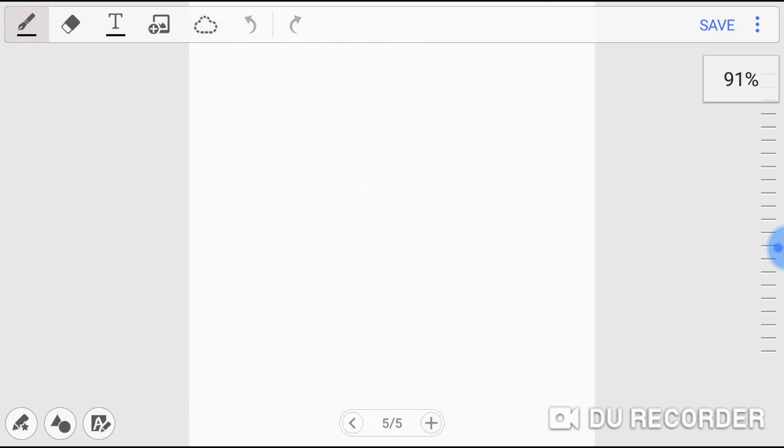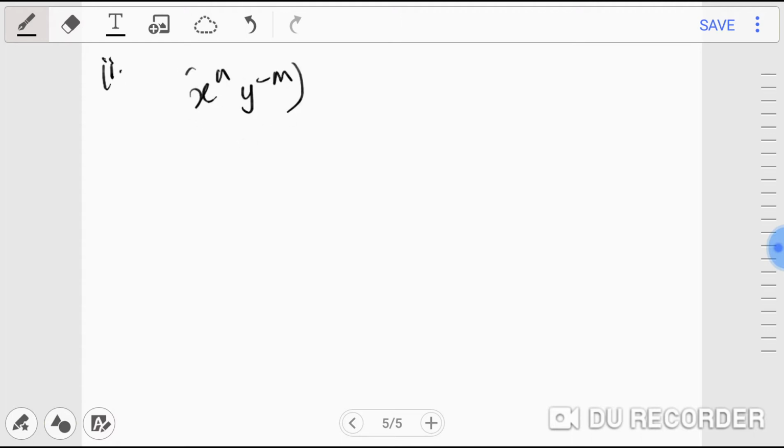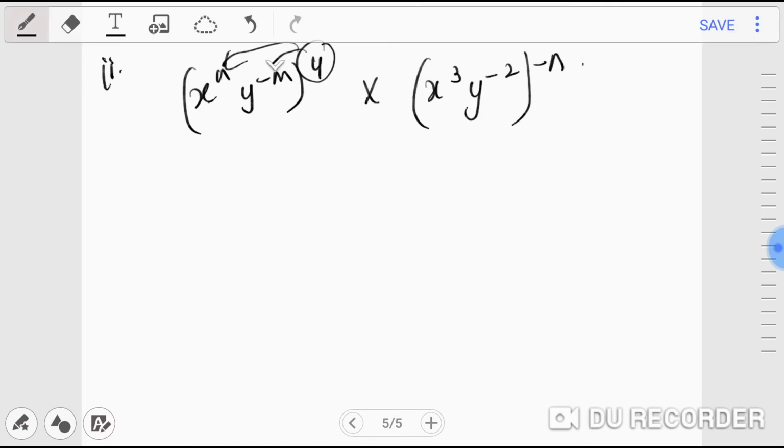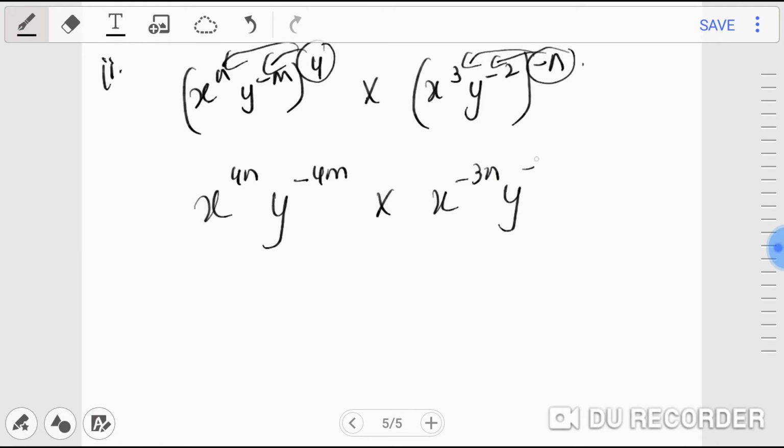Okay, next we have problem number 2. Problem number 2, we have x raised to n, y raised to minus m and 4 into x raised to 3, y raised to minus 2 and minus n. Here this 4 will be with x also, with y also. Here minus n will be with x also, with y also. So that will be x, n into 4, 4n. Y 4 into minus m, minus 4m. Into x, minus 3n. Y minus 2n minus n.